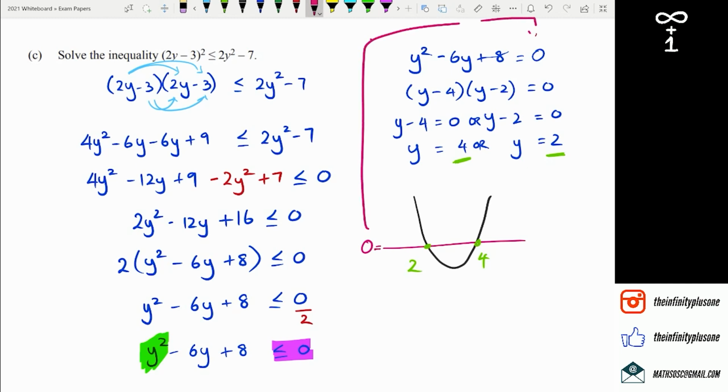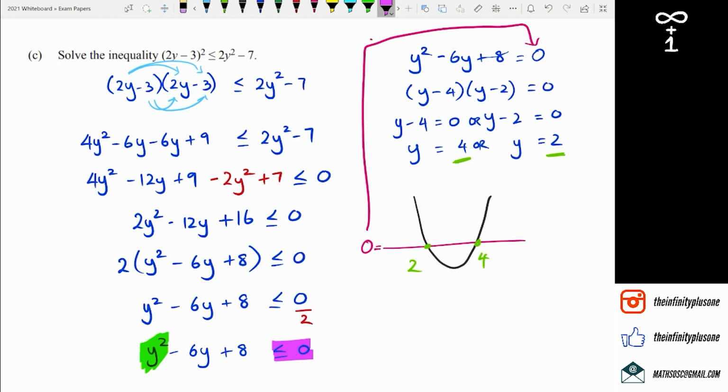See how when I put this equation equal to 0, I actually found those 2 points, which is the 2 and 4. That's when the graph is actually at 0.